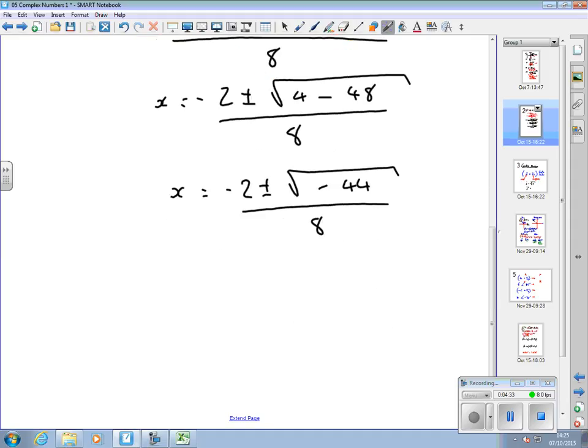The problem is this bit only, the negative sign. So let's go as far as we can. First of all, if I've got a fraction with something plus or minus something else over 8, I can split it. I can say x equals minus 2 over 8 plus or minus the square root of minus 44 over 8. I could do that bit. Minus 2 over 8 is a quarter.